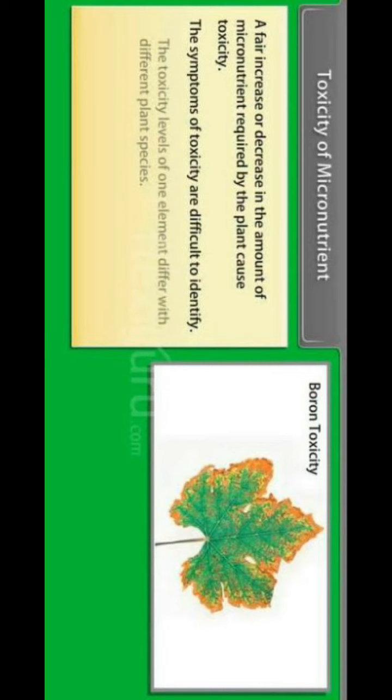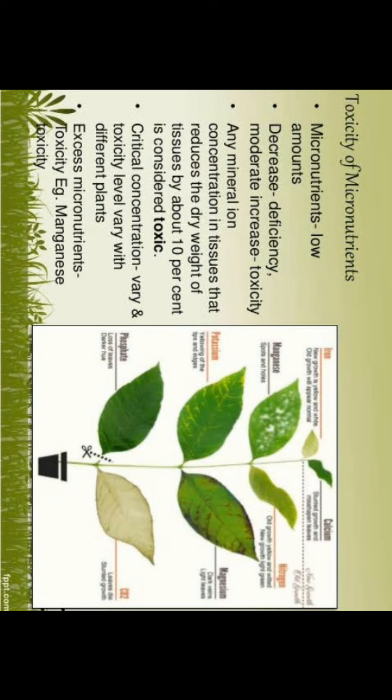micronutrients. The requirement of micronutrients is always in low amounts, while their moderate decrease causes the deficiency symptoms and a moderate increase causes toxicity. So in other words, there is a narrow range of concentration at which the elements are optimum. So you can see in this diagram, students, how toxicity is caused by different elements.